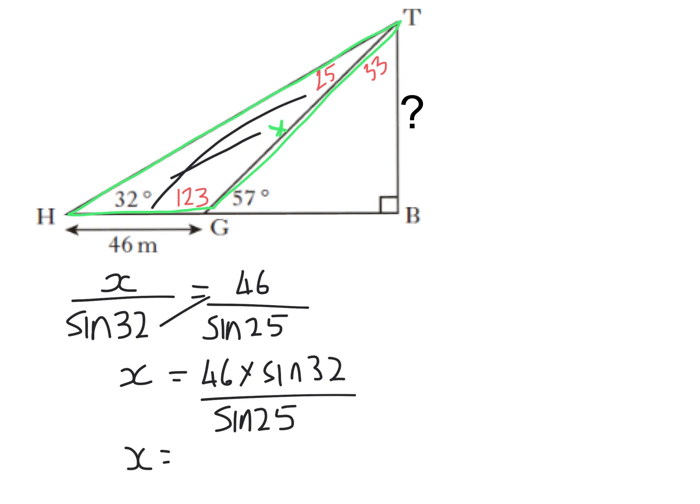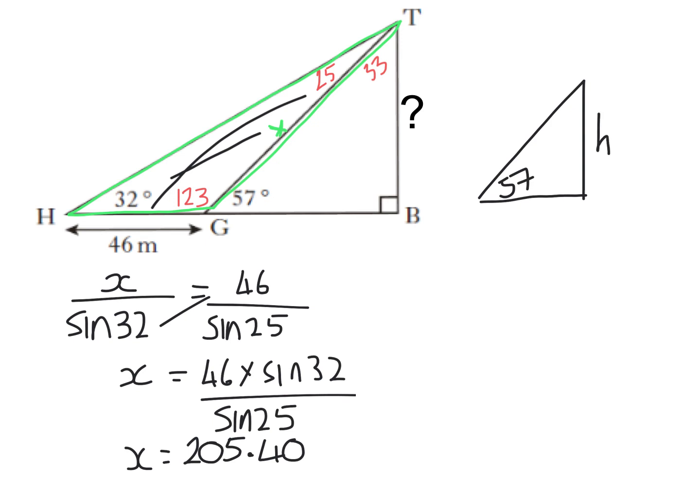And if you type that in, you will get an answer of 205.399. In fact, let's just round it to 2 decimal places, 205.40. Okay, so I'm just going to quickly redraw the second triangle that I'm using. So I'm now using this triangle here. This is 57. This is the height I want. And I now know that this is 205.4.